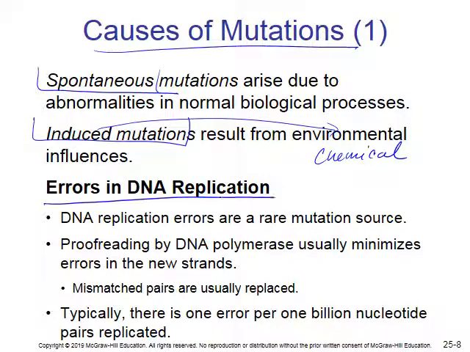We do have some errors in DNA, but it's pretty rare. So 1 error per billion nucleotides when we're copying or doing that semi-conservative DNA replication. So we do occasionally have mismatched pairs. They're usually scanned, found, and replaced with the correct nucleotide, but we do have some errors.